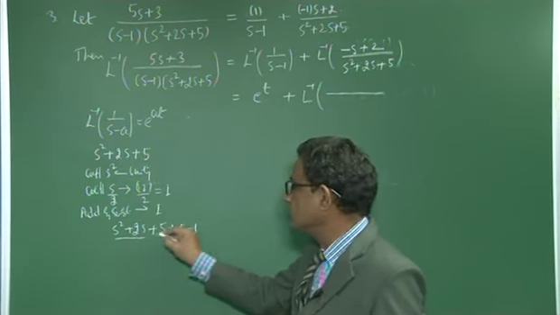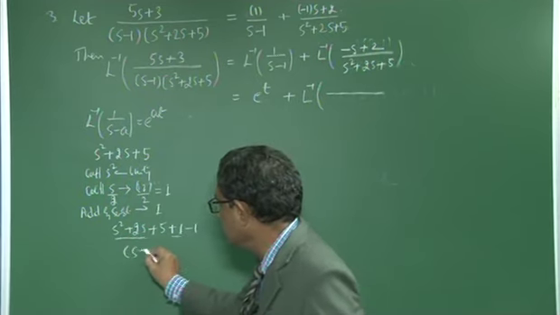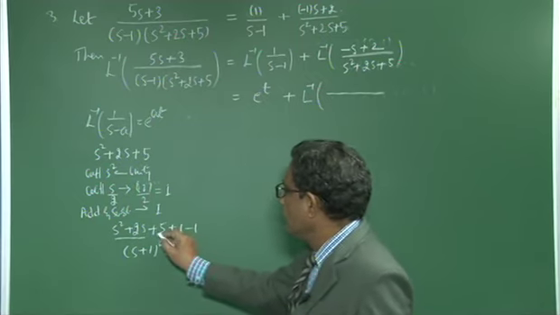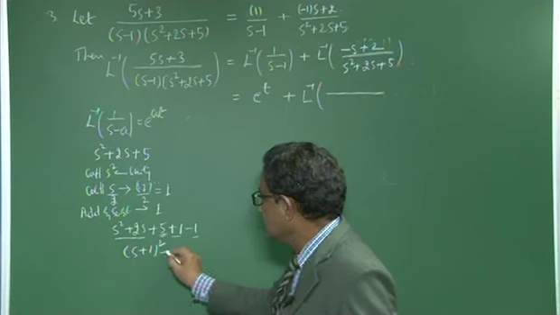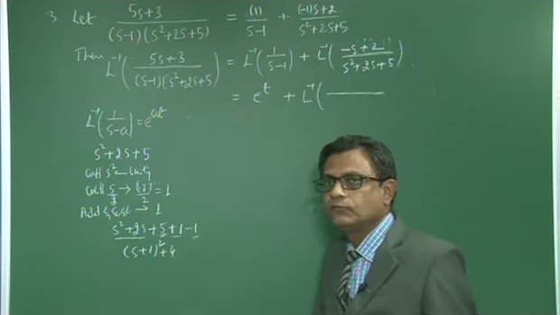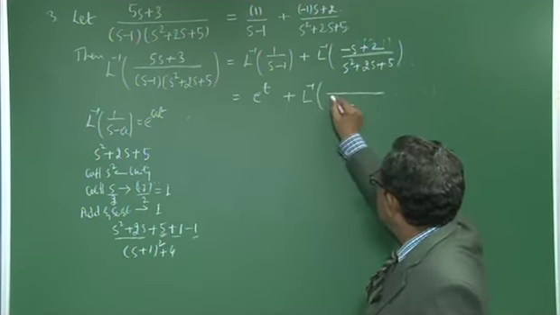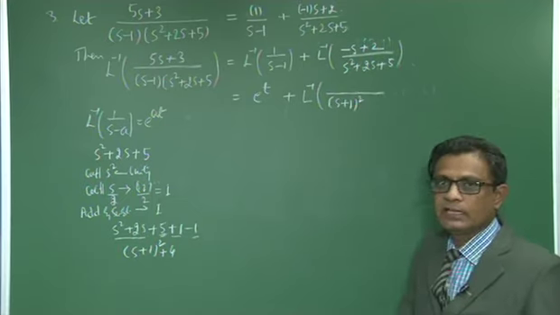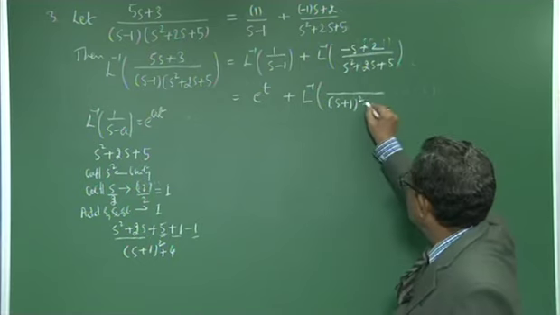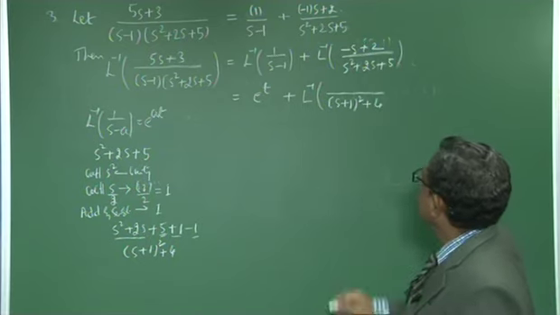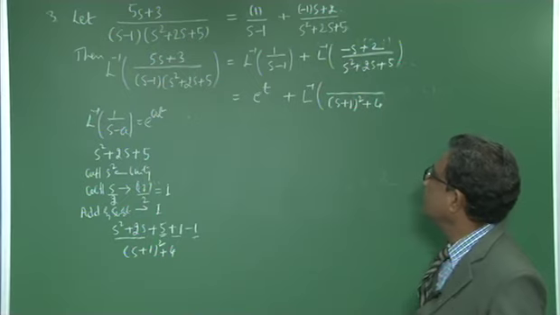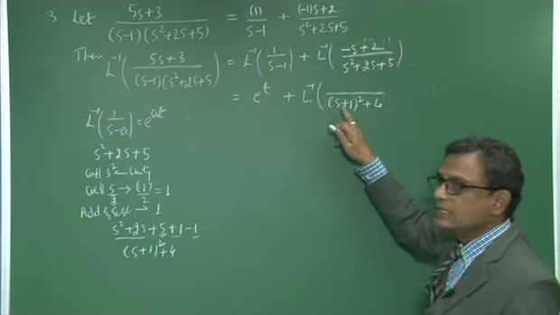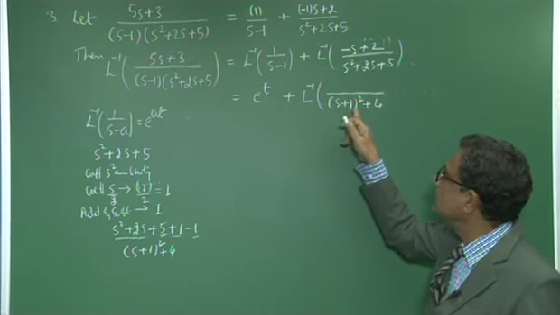s square plus 2s plus 1, we can write as s plus 1 whole square, then 5 minus 1, we can write as plus 4. So the denominator we can write as a perfect square, s plus 1 whole square plus 4. What about the numerator? The numerator s is there. Now you have to write s in terms of s plus 1.